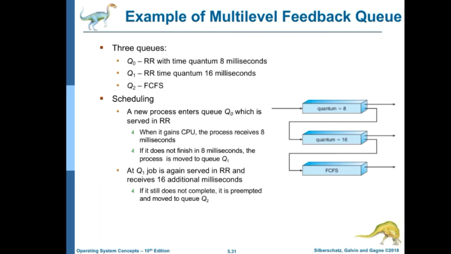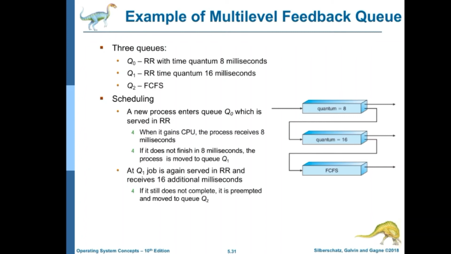Example of a multi-level feedback queue. There are three queues. Q0 is round robin with a time quantum of 8 milliseconds. Q1 is round robin with a time quantum of 16 milliseconds, and Q2 is FCFS, or first come first serve.